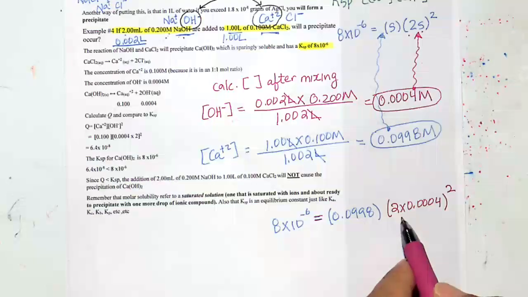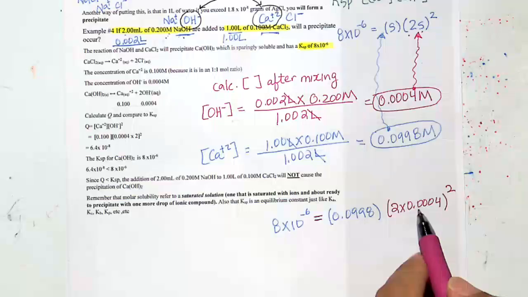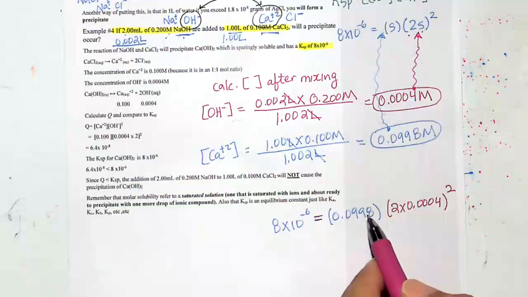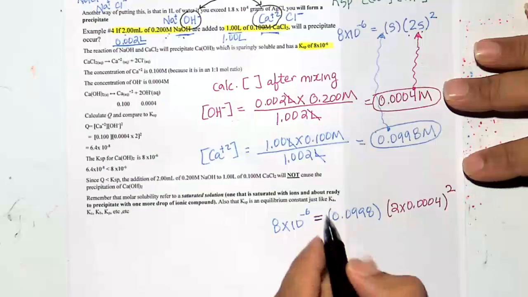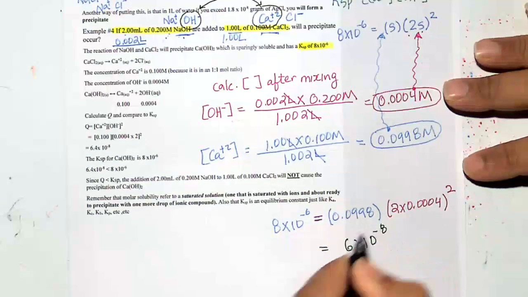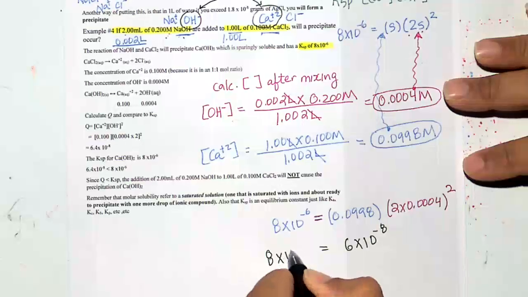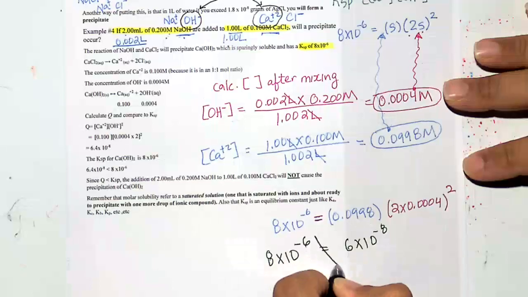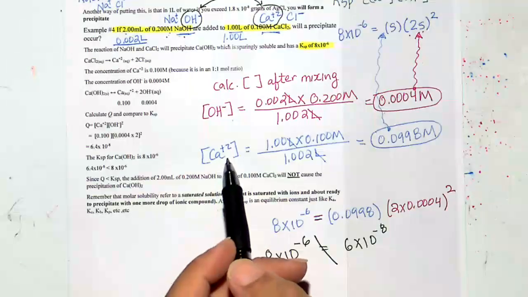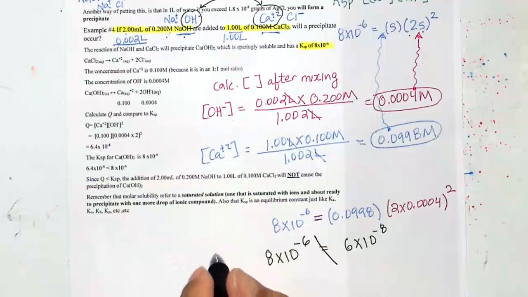All right, I do this on my calculator. 2 times 0.0004 is 0.0008. Square it times 0.0998. And I am getting 6 times 10 to the minus 8. So something is not right. Okay. So these concentrations do not equal Ksp. So we're not at equilibrium. Where are we at? Which way will it go to get to equilibrium?